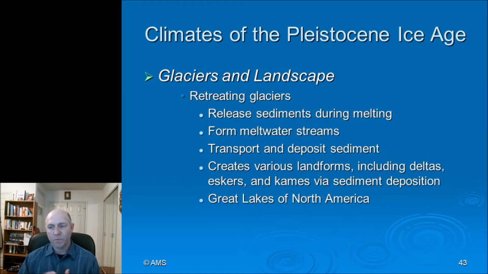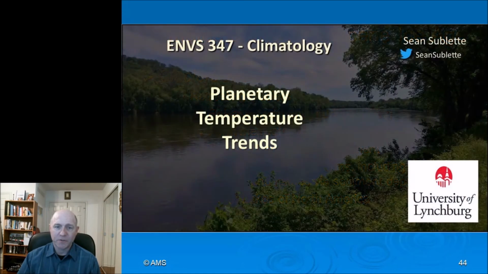They also lead to these meltwater streams. They leave deltas and sediments and things like that. So the lakes that we know of from the Great Lakes and northward are largely in place from retreating glaciers.